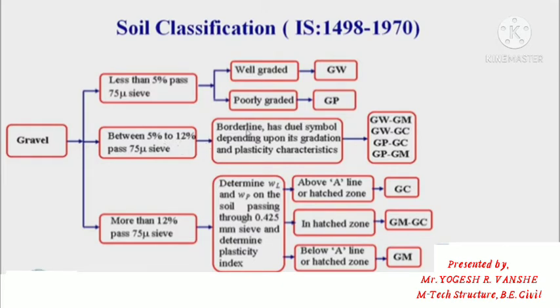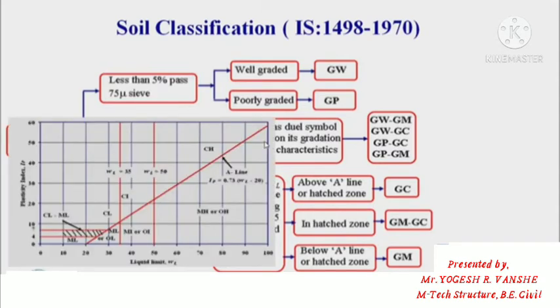And for that, we have to see the A line chart, which is given by the IS code. This chart is also called the A line chart or plasticity chart. Based on this graph, if our point, from the liquid limit and plastic limit, comes out above the A line, then it is called a clay. Below the A line, it is a silt. And if the point is in the hatched zone, it is a combination of silt and clay.